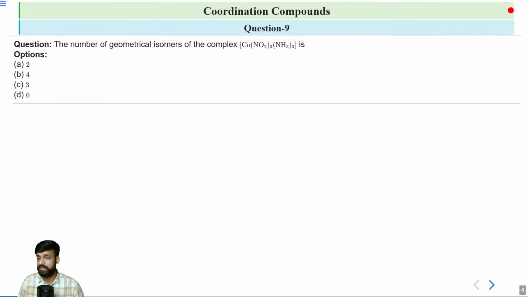So it is a complex consisting of two types of ligand present in a set of three, and this is the octahedral complex. Now you have to see what are the possible geometrical isomers for the given complex. So just write your answer here in the comment section. What will be the correct answer? Anyone, can you tell me?